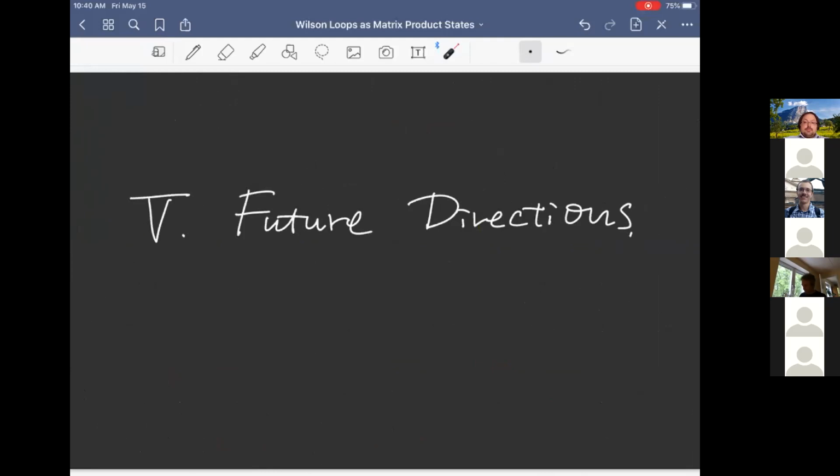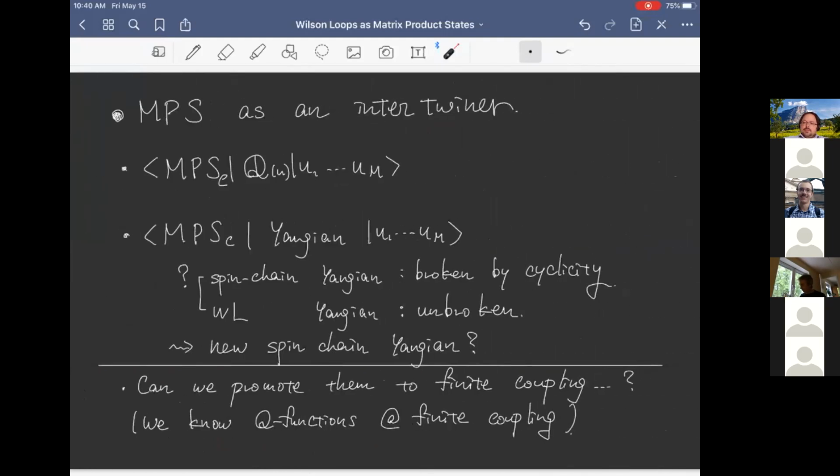But for now, let's just end the talk by discussing the future directions. There are several future directions we can discuss. One possibility is to use this MPS representation as some intertwiner, which relates the integrability of the local operator and the Wilson loop. So the idea is as follows. Now we know that the correlation function between local operators is given by this overlap, and this MPS is a functional of the contour of the Wilson loop.